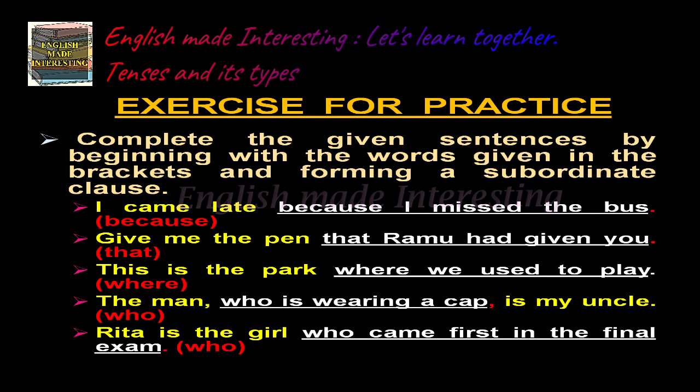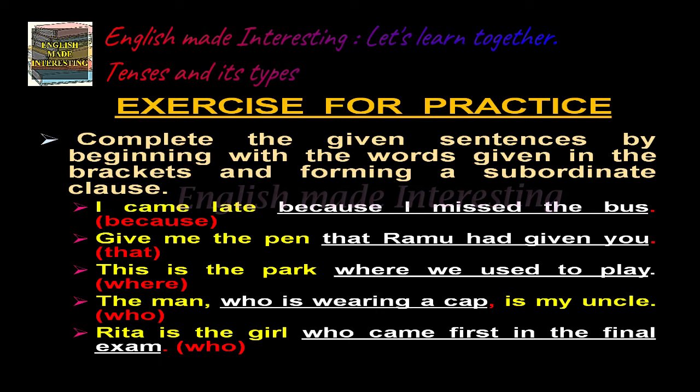I came late because I missed the bus. So the clause formed here is because I missed the bus, and it is a subordinate clause. Now next sentence, give me the pen that Ramu had given you. A clause formed using that. It is a subordinate clause. This is a park where we used to play. Where we used to play is the subordinate clause because it cannot stand on its own. It is dependent on the first part of the sentence.